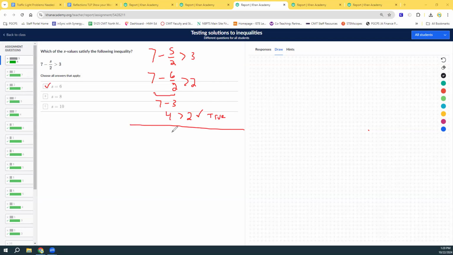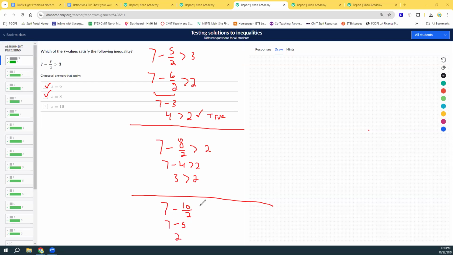Let's see if 8 satisfies the inequality. 7 minus 8 over 2. I'm not having a good feeling about this. 8 over 2 is 4. Okay, it's okay. It does satisfy the inequality. But how about 10? I really don't think that this one is going to work. That's 2, and 2 greater than 2. If it had said or equal to, it would be true. But it is not true because it does not say or equal to, and 2 is not greater than 2.